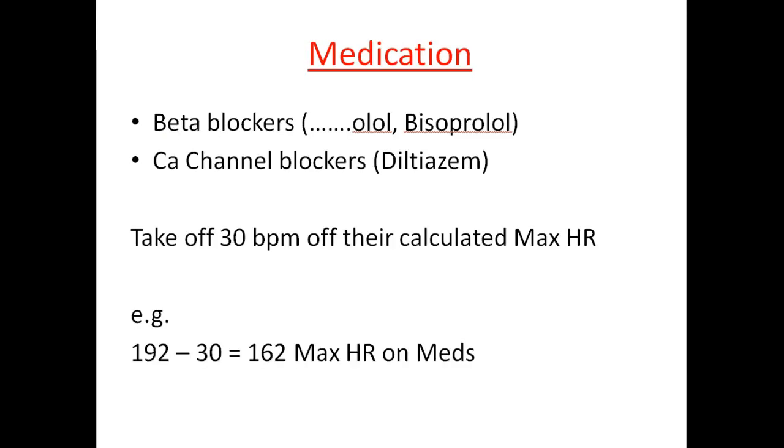Okay, medication. Basically, if it's a beta blocker, it's going to be an -olol, okay, bisoprolol. Okay, if it's a calcium channel blocker, you might have something like this, and if you're going to have any of these two, then you might need to take 30 beats per minute off your calculation. So if you had a max heart rate of 192, if you're on these meds, that's going to drop it down to 162. You need to be aware of how medication affects heart rate.